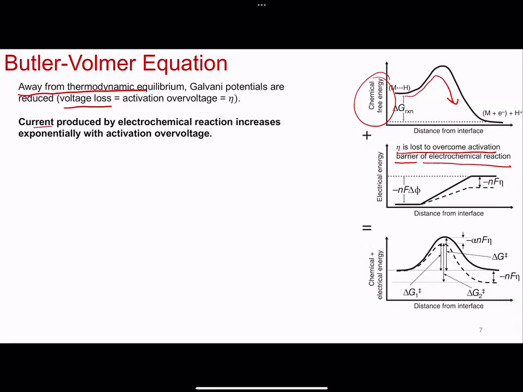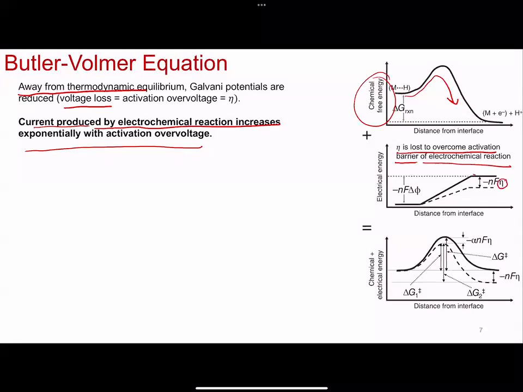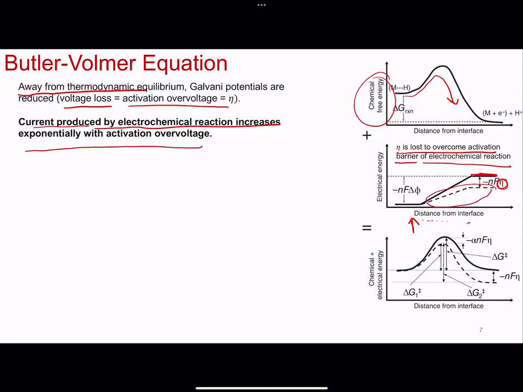So the current that can be produced by your electrochemical reaction will increase with what's called the activation overvoltage, right? So here is the electrical energy. What's lost, there's this term called eta. This is the ideal state of your electrical energy, from here is the electrode interface. As you move farther away, your electrical energy increases, but realistically what you get is this dashed line. It's scaled by this eta, this activation overvoltage or overpotential.